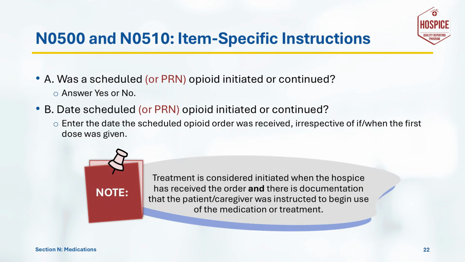For both of these opioid items, you'll determine whether or not a scheduled or PRN opioid was initiated or continued. If there was a scheduled or PRN opioid initiated or continued, you'll enter the date that the order for either a scheduled or PRN opioid was received, regardless of when the first dose of the medication was given. Note that treatment is considered initiated when the hospice has received the order, and there is documentation that the patient and/or caregiver was instructed to begin use of the medication or treatment.